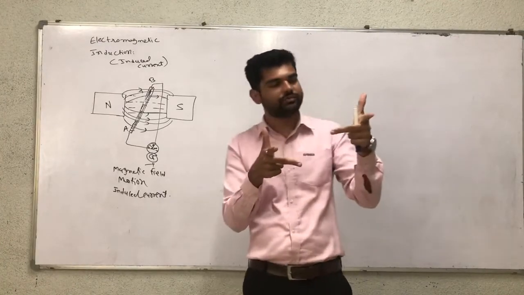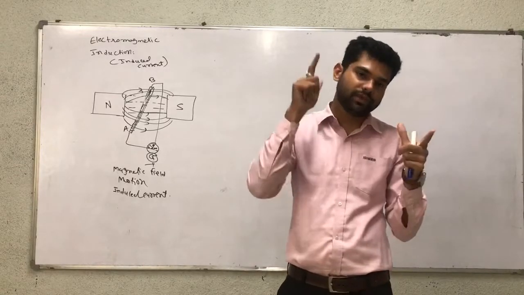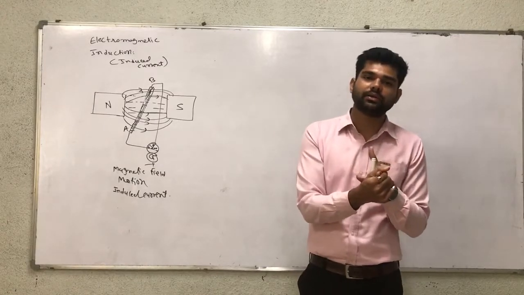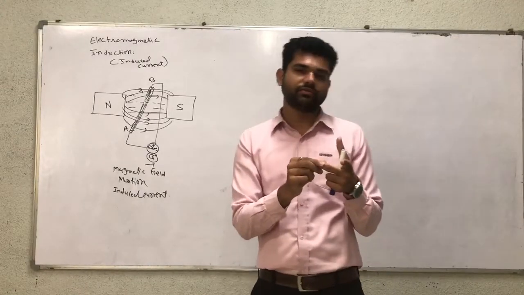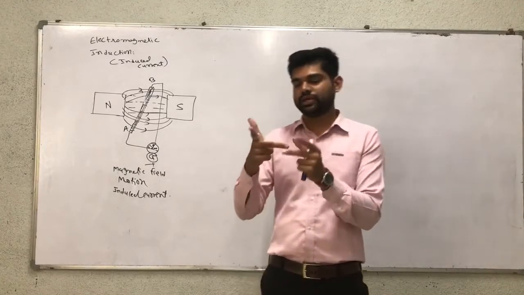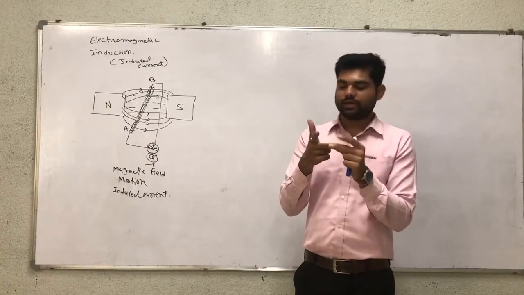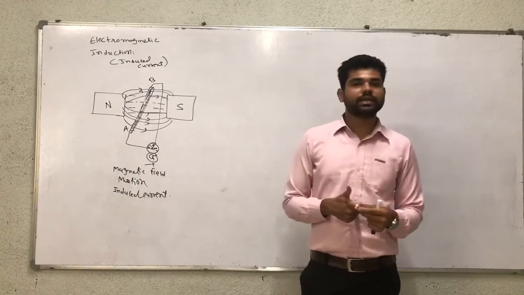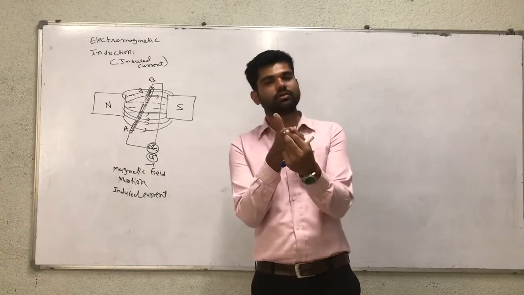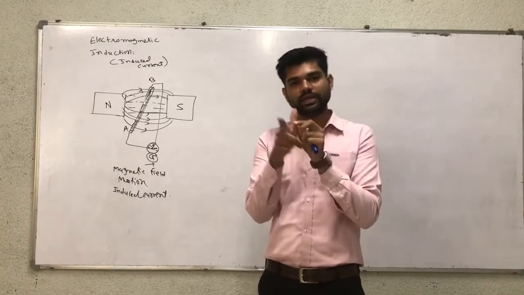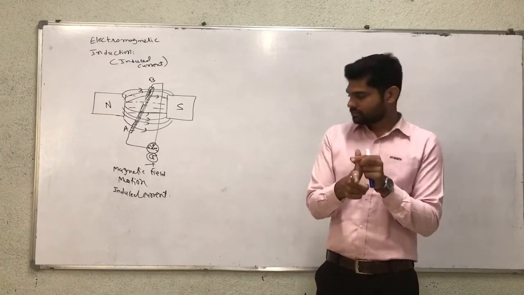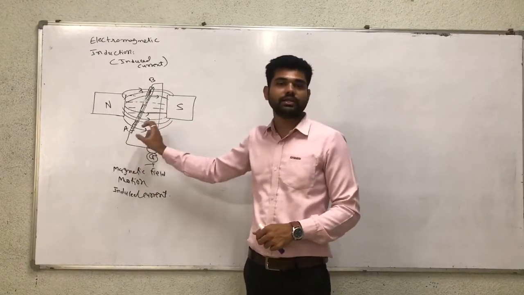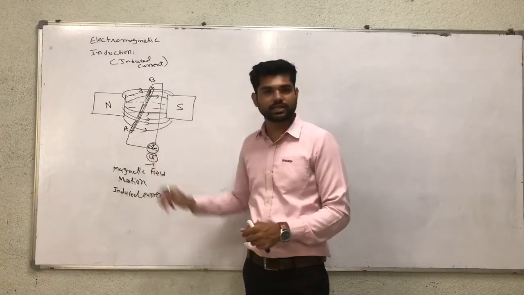Compared to Fleming's left hand rule, where the thumb indicates magnetic force, the first finger indicates magnetic field, and the second finger indicates electric current. Now here, this finger is the induced electric current. Our magnetic field is represented by the first finger, and our thumb in Fleming's right hand rule indicates the motion, it means the moving of the electric conducting wire.